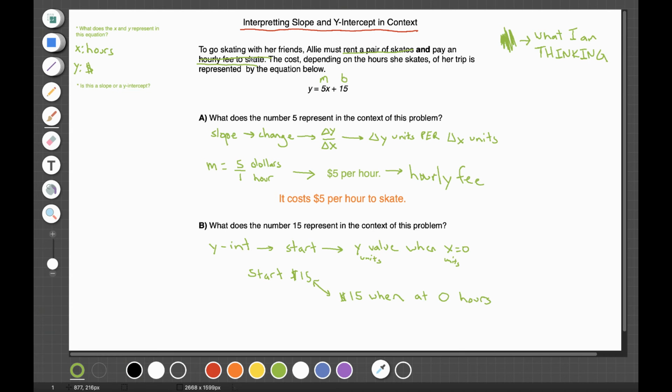And that's a changing amount. But to rent, that's a starting amount, right? Because to even get onto the rink, you need to rent a pair of skates. You have to pay that amount. So $15. At the end of the day, the best way to say it, I think, is it costs $15 to rent a pair of skates.